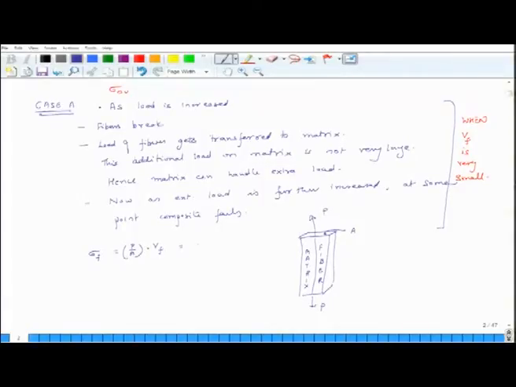So, P by A is what? Sigma C, stress in the composite, times volume fraction, and sigma M is again P by A into volume fraction of matrix, sigma C Vm. Now, these are the relations before the fiber breaks.